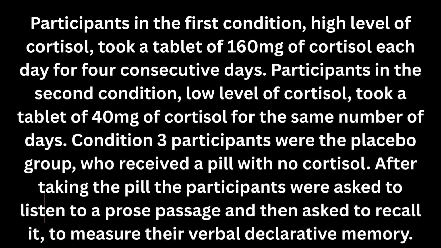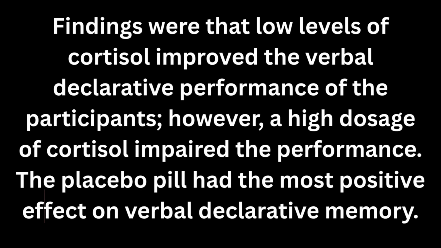Participants in the first condition, high level of cortisol, took a tablet of 160 mg of cortisol each day for 4 consecutive days. Participants in the second condition, low level of cortisol, took a tablet of 40 mg of cortisol for the same number of days. Condition 3 participants were the placebo group who received a pill with no cortisol. After taking the pill, the participants were asked to listen to a prose passage and then asked to recall it to measure their verbal declarative memory. Findings were that low levels of cortisol improved the verbal declarative performance of the participants. However, high dosage of cortisol impaired the performance. The placebo pill had the most positive effect on verbal declarative memory.